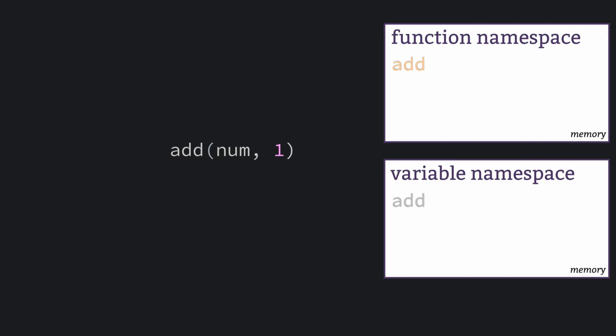When we add a dot between the variable and the opening parentheses, we're explicitly telling Elixir to use the variable namespace, not the function namespace. Then the parentheses here call the function that's in the variable namespace.